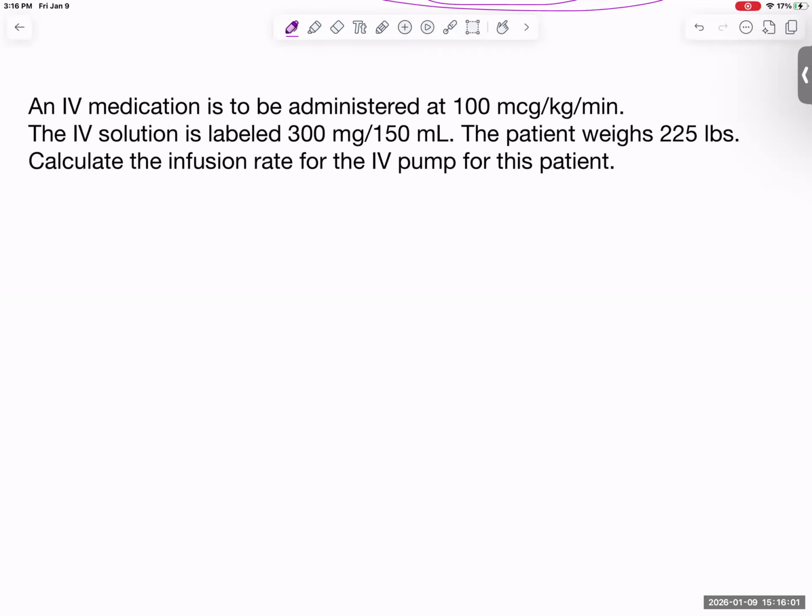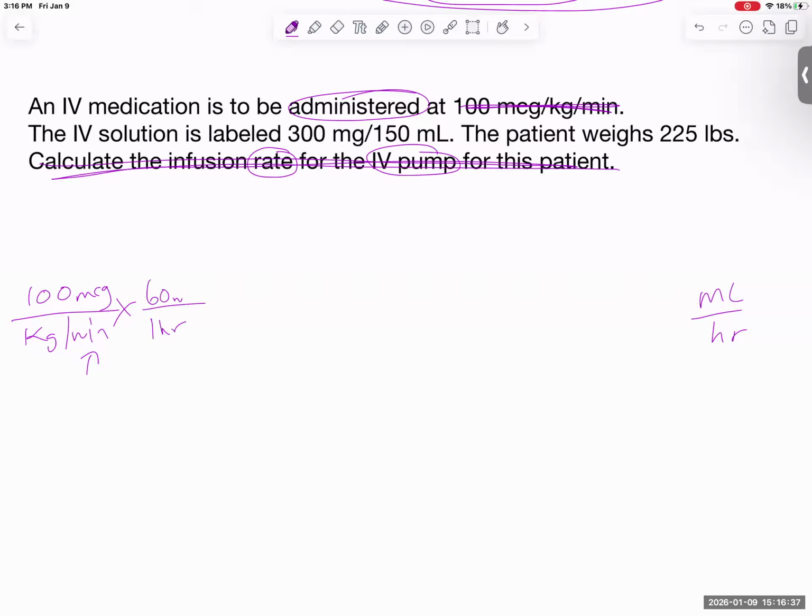It's another 3-factor, and the doctor wants us to administer this IV med at 100 micrograms per kilogram per minute. Beautiful. I got you. So what am I solving for? What is my wanted? Well, there's that word rate, and I got a pump. So it's milliliters an hour all day long. I'm not going to get distracted. I don't need drop factors or anything like that. So let's start eliminating and changing things. I'm going to change minute to hour. So 1 hour is 60 minutes.